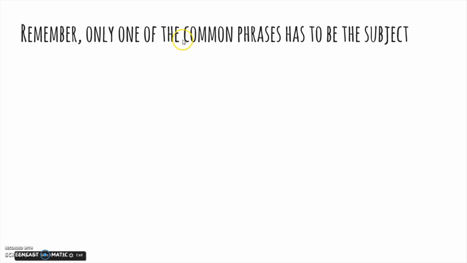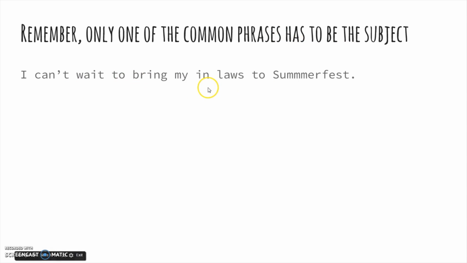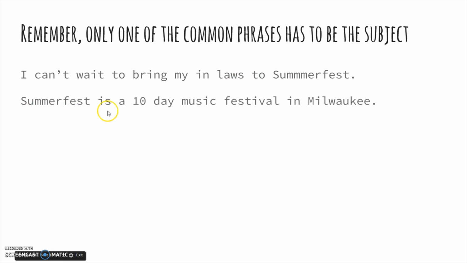Okay? Remember, only one of the common phrases has to be the subject. So let's look at this sentence. I can't wait to bring my in-laws to Summerfest, and Summerfest is a 10-day music festival in Milwaukee. Just like before, we have an overlapping noun phrase. Summerfest is in this sentence, and it's in this sentence. Okay? But unlike before, only one of the sentences has it as the subject. The other is the object of the preposition. It's just not the subject in this sentence. Okay? So it still meets the requirements for a subordinate clause creation, but this has to be the first sentence now.